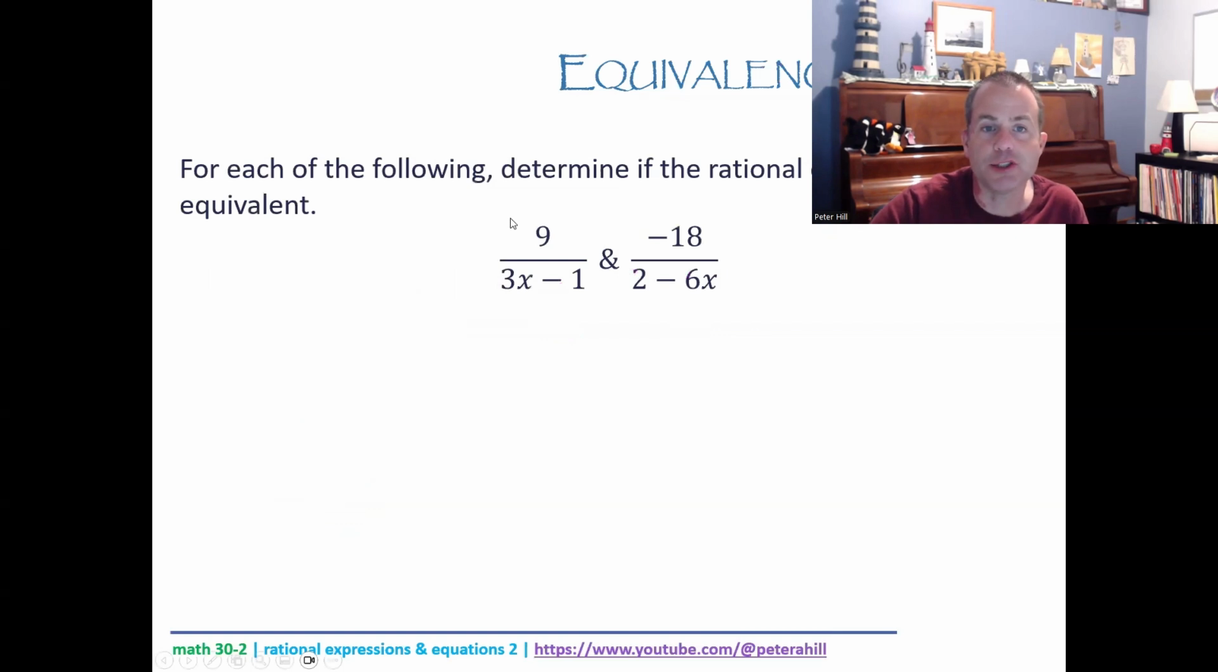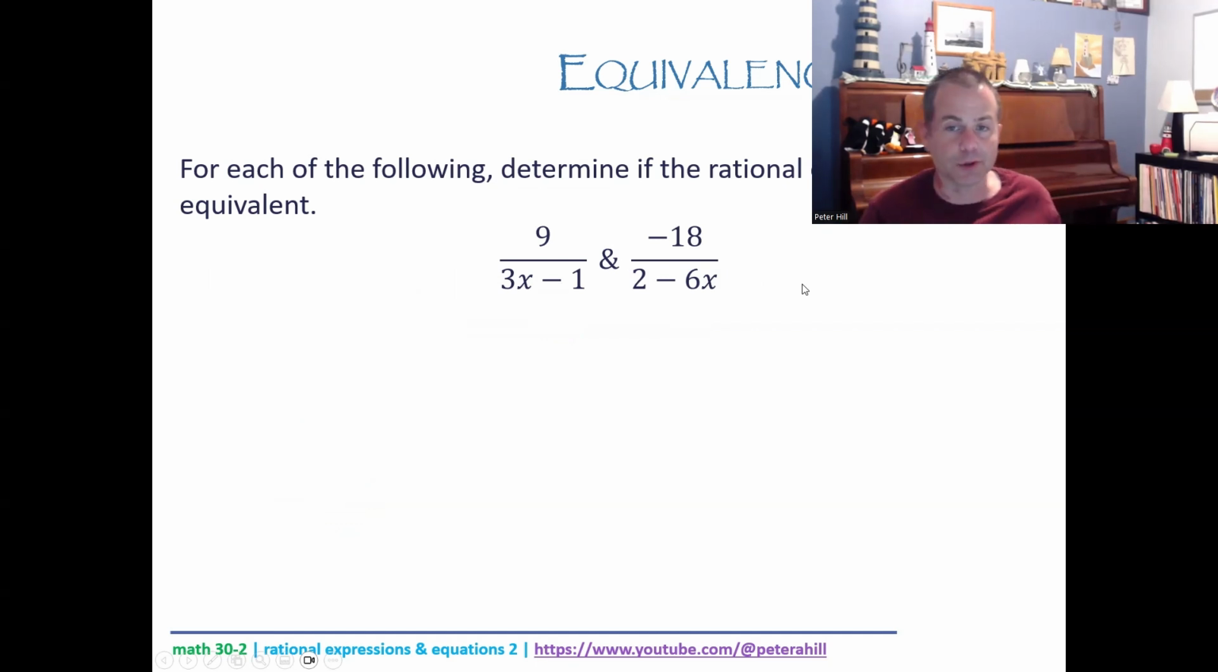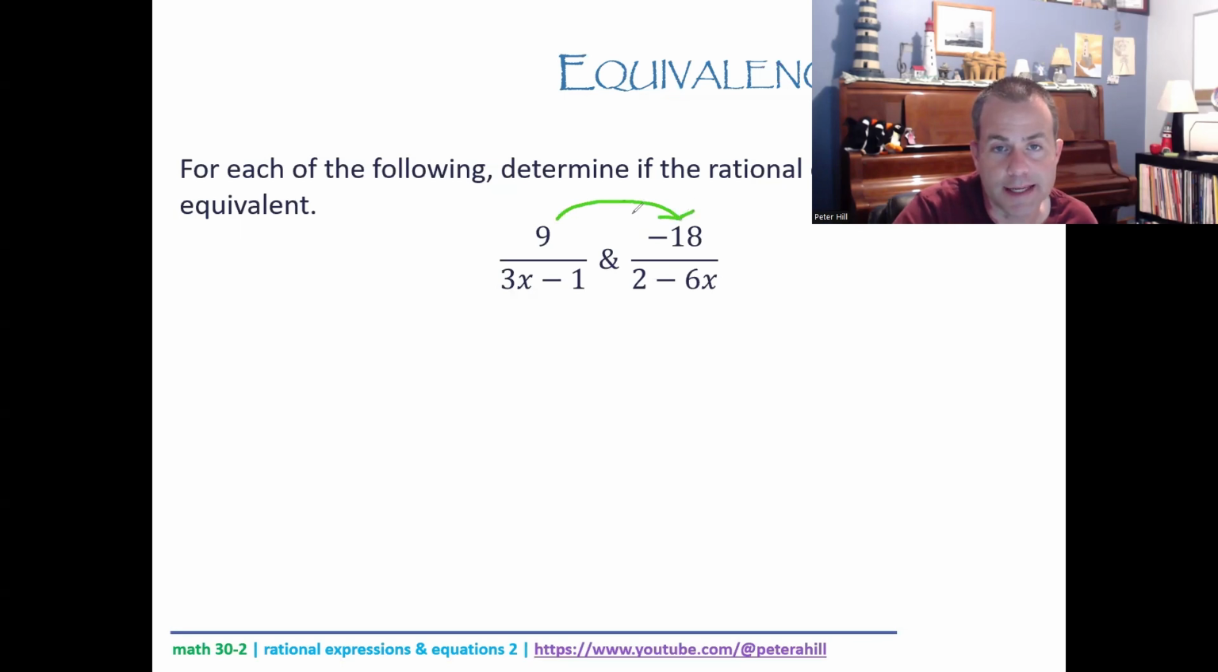Next up, for each of the following, determine if the rational expressions are equivalent or not. If they are equivalent, I should find something like a scale factor, if you've talked about that in other courses. Essentially, I need to find some number that I'm either multiplying everything by in the first one to get to the second one, or dividing everything by. So how do I go from 9 to -18? I'm going to multiply by -2. So let's see if I do that all the time.